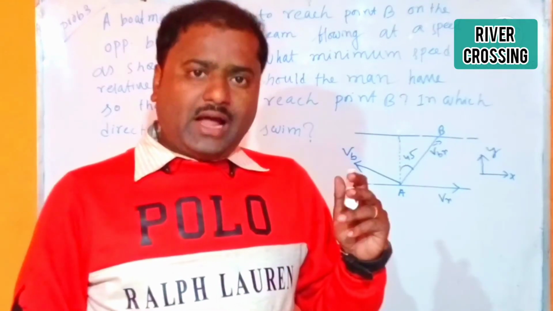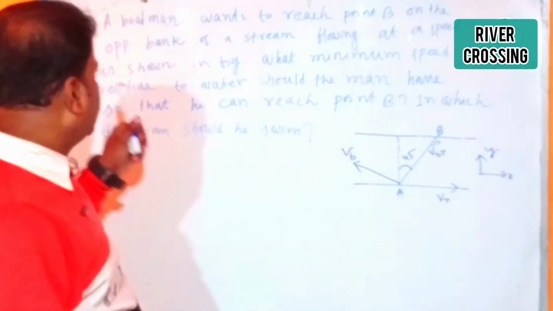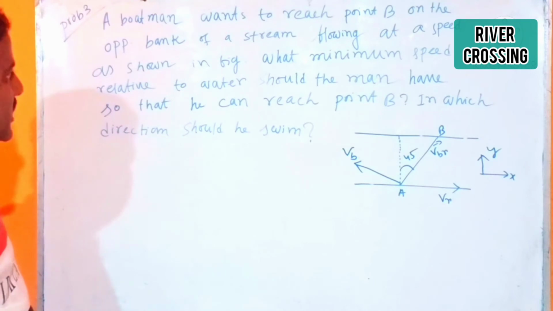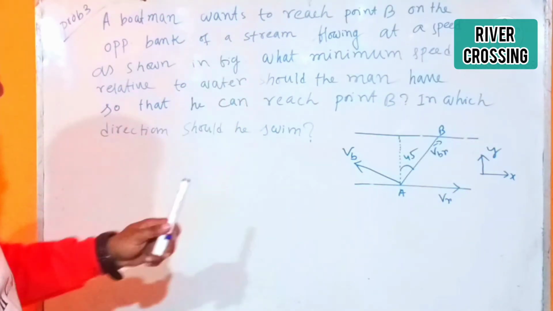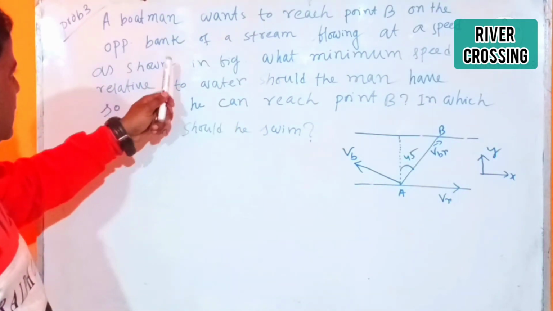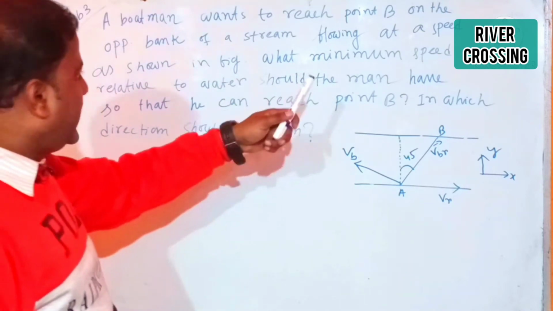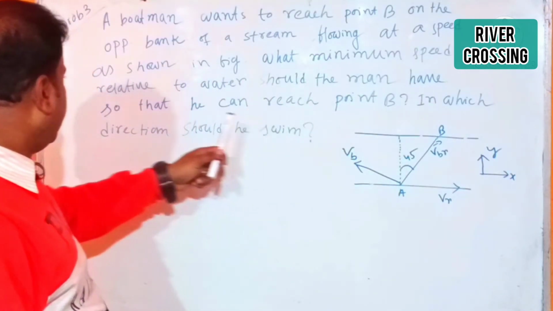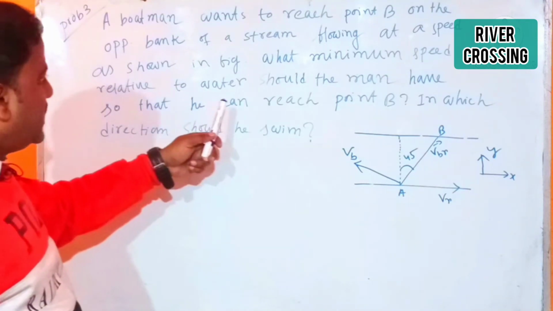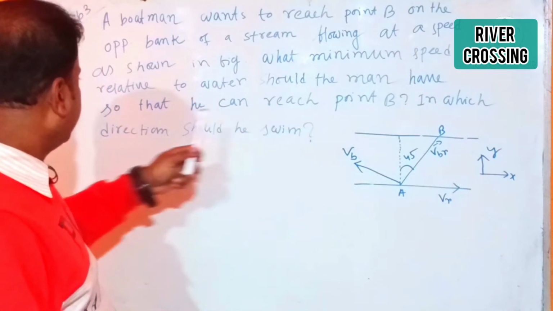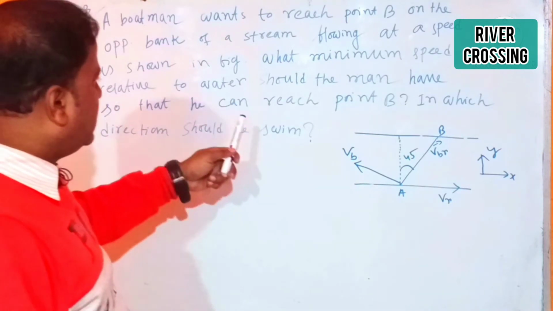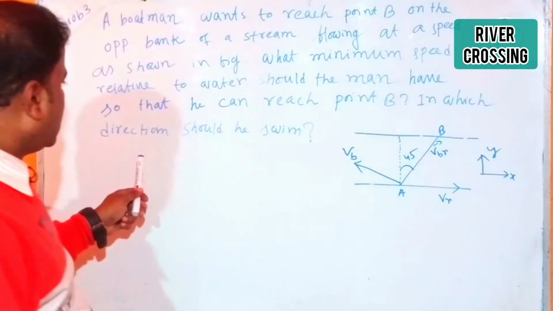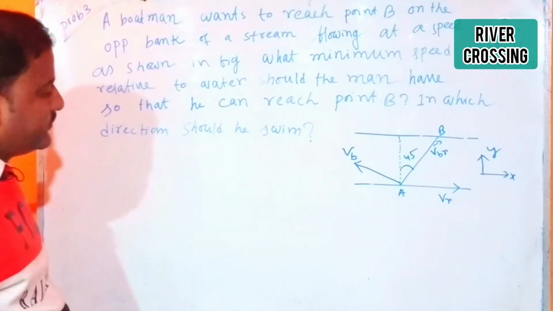This is our last problem. See the problem. A boatman wants to reach a point B on the opposite bank of a stream flowing at a speed as shown in the figure. What minimum speed relative to water should the man have so that he can reach point B? In which direction should he swim?